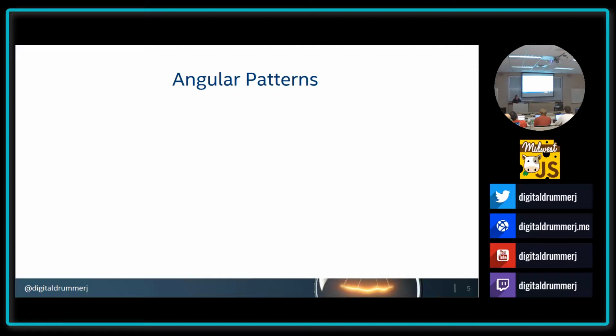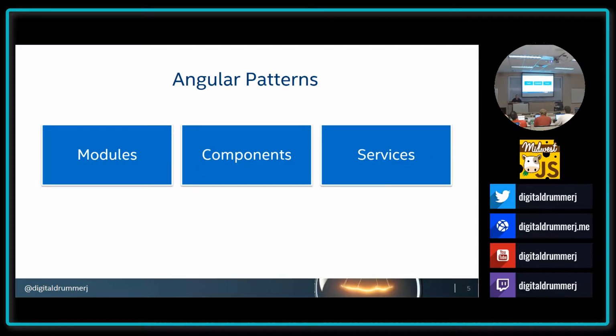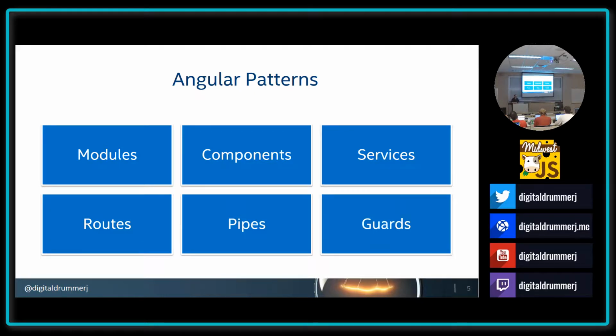We're going to cover 4 patterns today. There's a total of 6. Due to time, we're only going to do 4. We'll look at modules, components, services, and routes. You can also test pipes and our route guards.